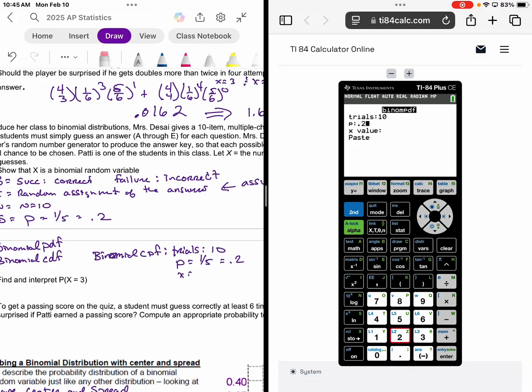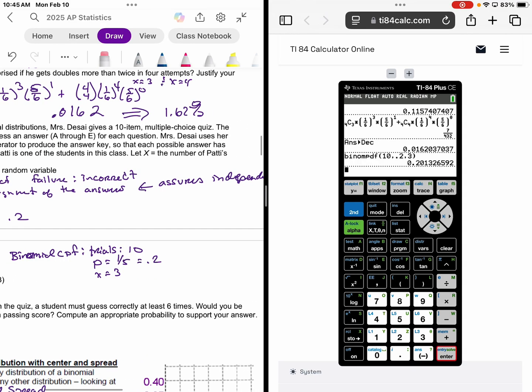And then my X value is 3. So I'm going to put 3 as my X value, and hit enter a couple times. And this gives me that it is 0.2013.